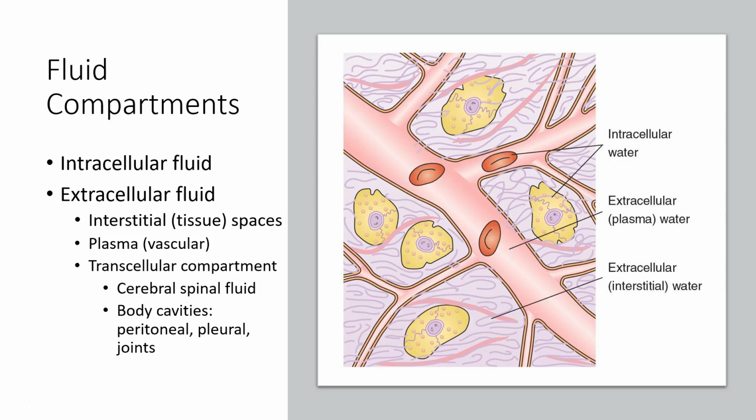We have two major fluid compartments in the body. The intracellular fluid, which is the fluid inside the cell, and the extracellular fluid, which is all of the other fluid that is outside of the cell. This will include the fluid in our interstitial spaces or within the tissue. It'll include the fluid that is in our blood, so our vascular fluid or our plasma. And it will include fluids in some of our transcellular compartments, such as cerebrospinal fluid, and fluid in our body cavities like the peritoneal cavity, the pleural cavity, and the fluid in our joints.